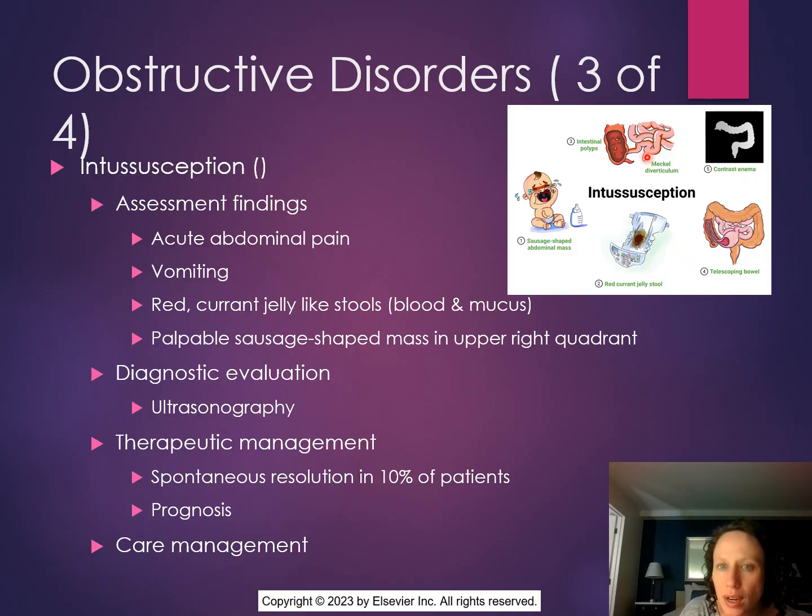And then over here, a lot of times it also happens with intestinal polyps and Meckel's diverticulum, right? So that red currant jelly-like stool, you just have to remember for both of them. It can resolve in about 10% of patients. Otherwise, it would need surgical management, okay?